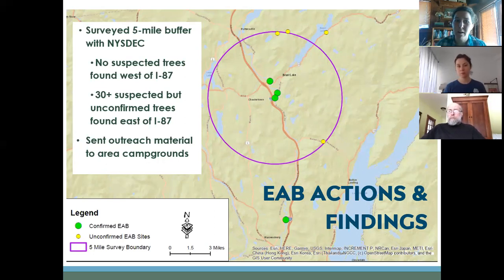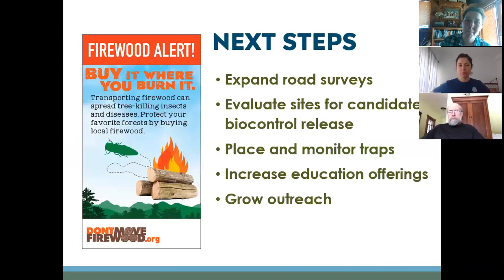This kind of shows that we were finding them at the edge of our buffer. So EAB likely extends beyond our buffer. And we found over 30 suspected but unconfirmed trees east of I-87. We also took some time and sent outreach material to local campgrounds, letting them know what EAB is and that it's in the area, and also a lot of material about our Don't Move Firewood campaign. So that's what we did in 2020.